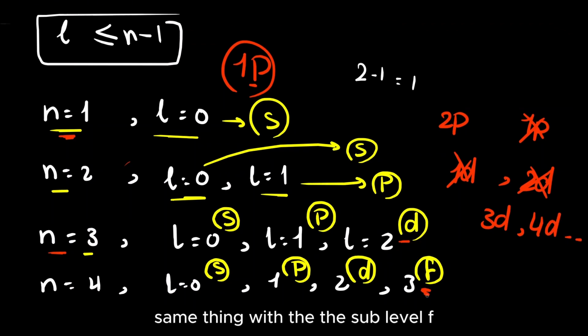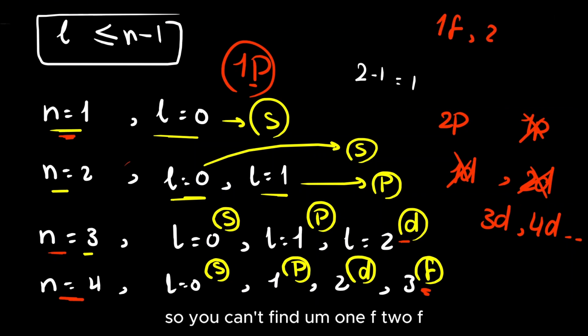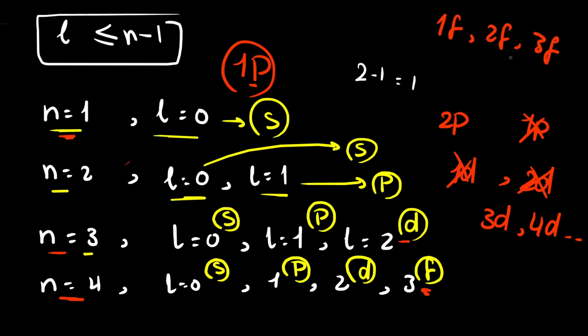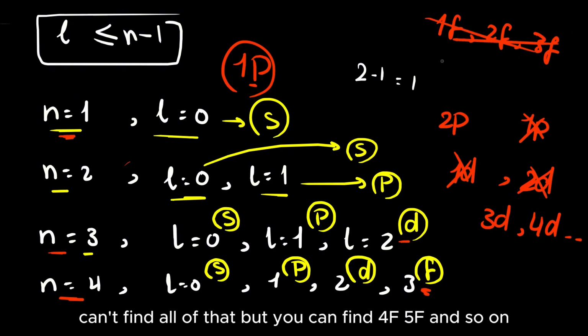Same thing with the sublevel F. It starts appearing in energy level 4, so you can't find 1F, 2F, 3F, but you can find 4F, 5F, and so on.